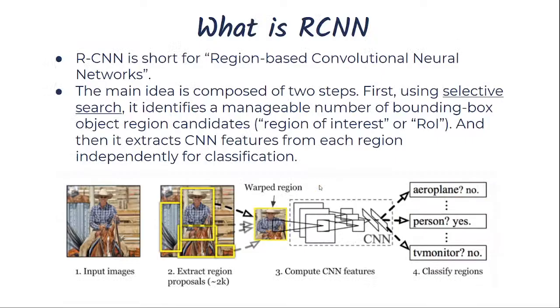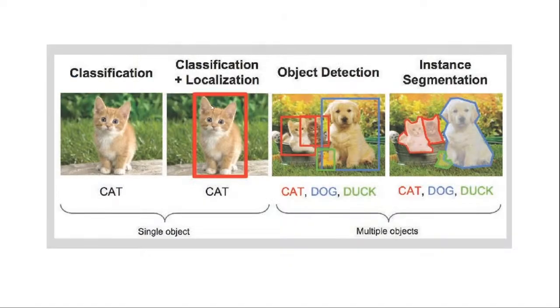Okay. So what is RCNN? RCNN is a region-based convolutional neural network, where it has both classification as well as localization. So you get the bounding box of the object as well as the class. Multi-class is also possible.